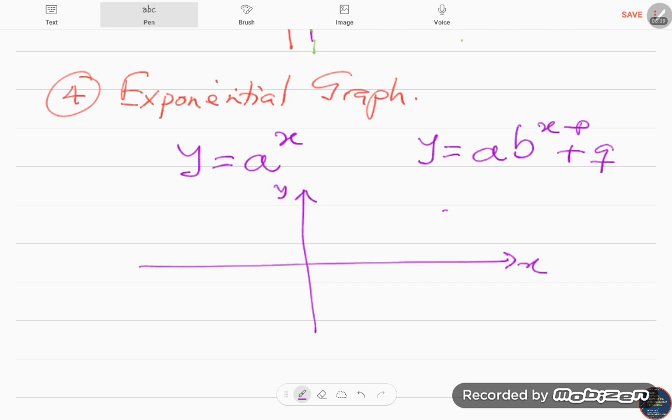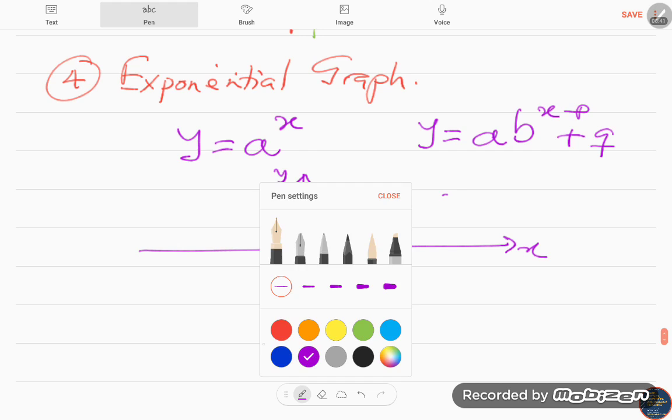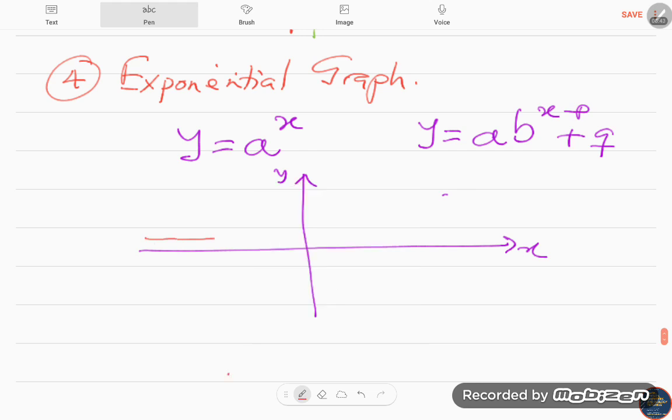So the one that we're going to draw here are the following. Like that. These are the basic graphs that we're going to be using for all other transformations that we're going to be looking at in later videos.